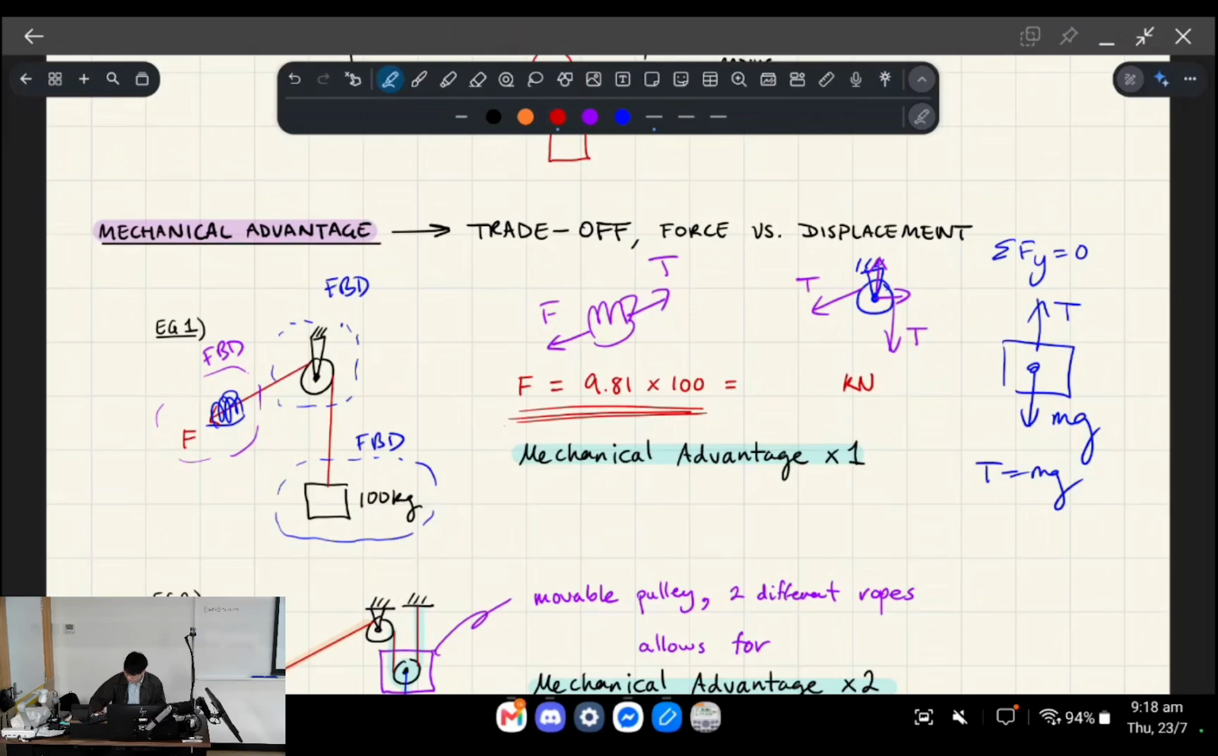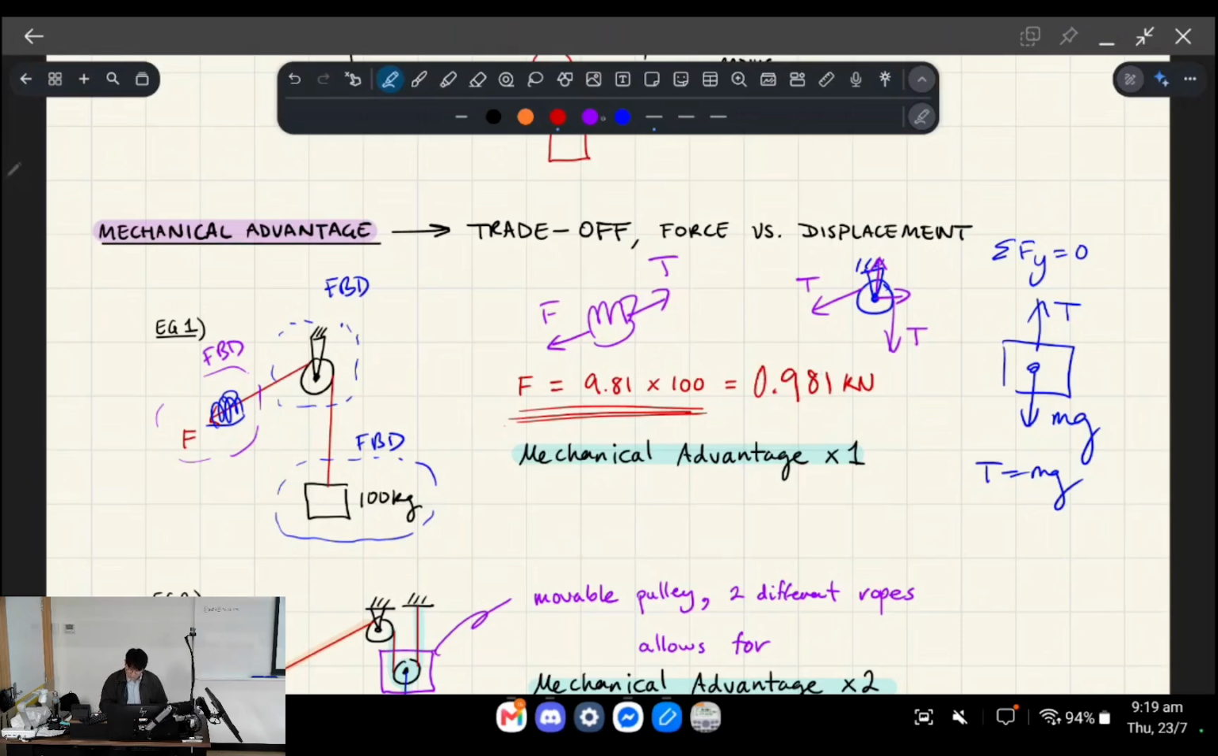I can't be bothered to do the maths. Give me one second, I forgot to get my notes up. Week 8. Okay, yeah, sorry. I'm going to do it in kilonewtons, okay?